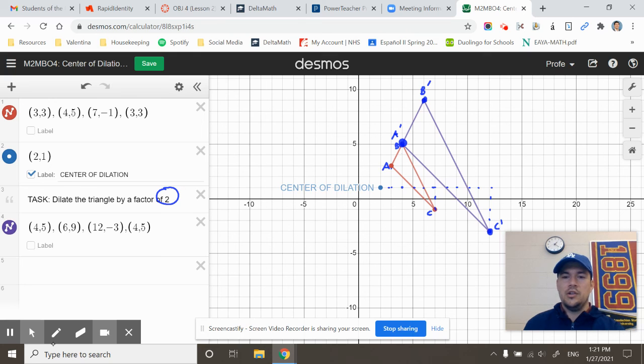Once again, look at your X displacement, then look at your Y displacement, and then apply your dilation factor.